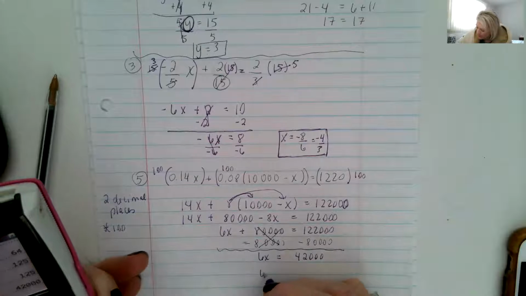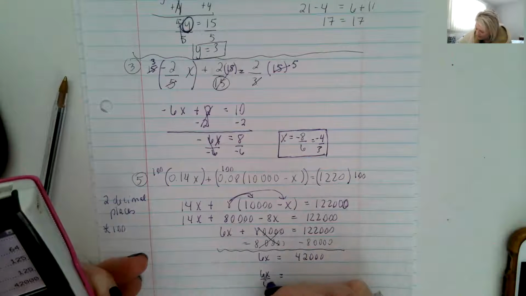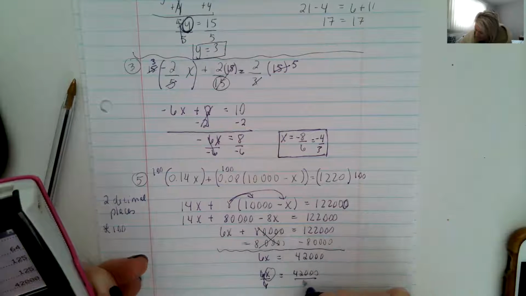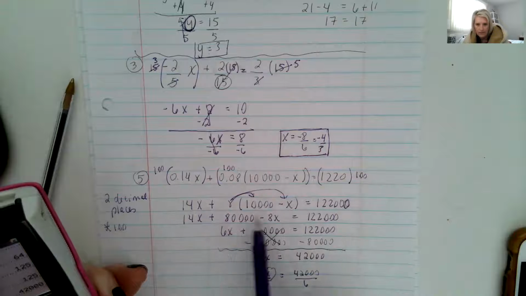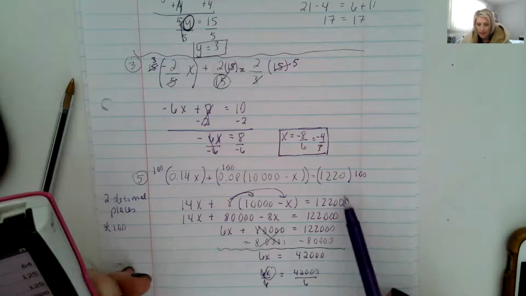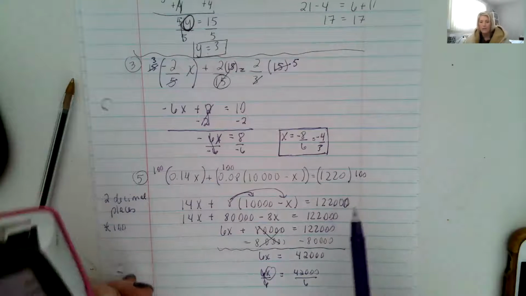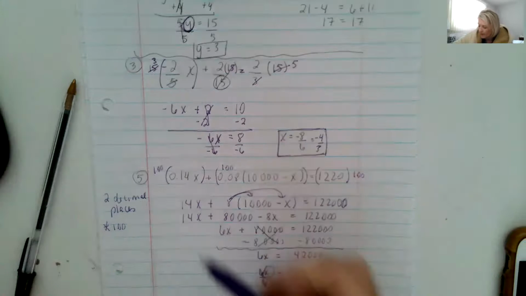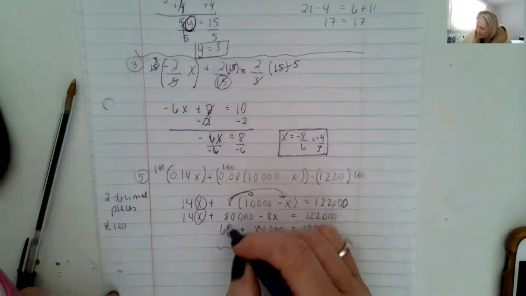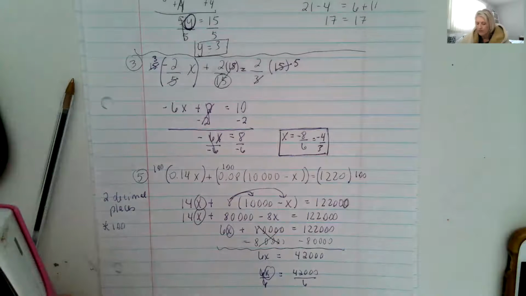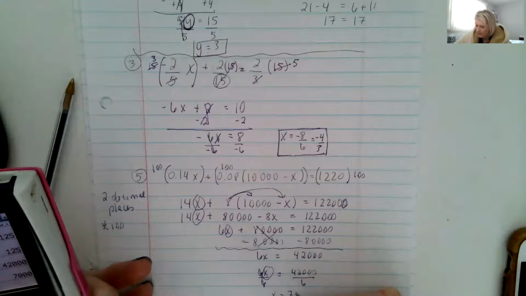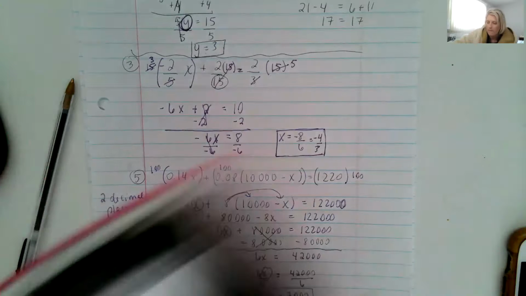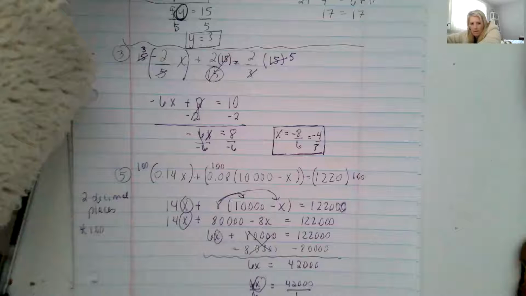Then using my multiplication property, I can divide by 6, because you're always strategically undoing the things that are attached to x. So notice I did not really do anything to the right-hand side, except for what was dictated by the left-hand side, because the left-hand side is where I had that x that I'm trying to solve for. So x equals 7,000. Number 5.